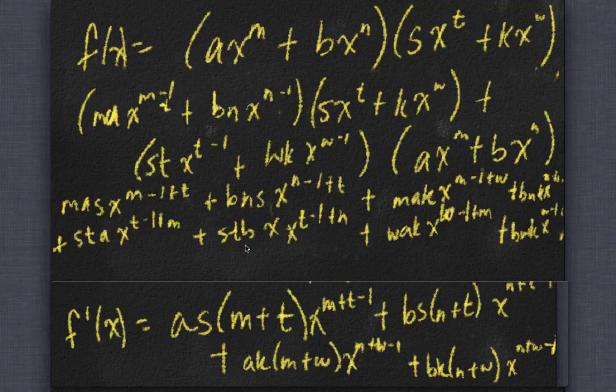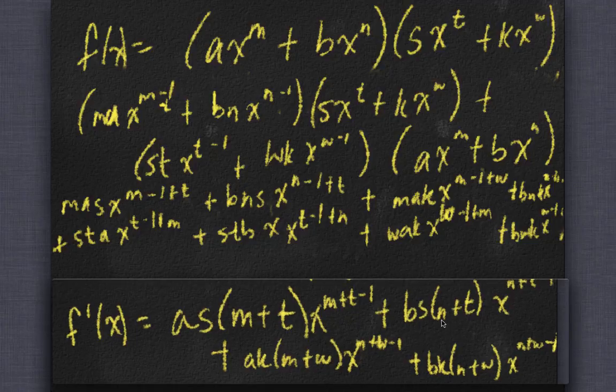Okay, so note that these two are both of the m plus t minus 1 form, right here. I can factor out the AS, and I'll get m plus t. So AS, m plus t for that power of x. These two are both n plus t minus 1, so that's this one. If I factor out BS, I get BS, n plus t.